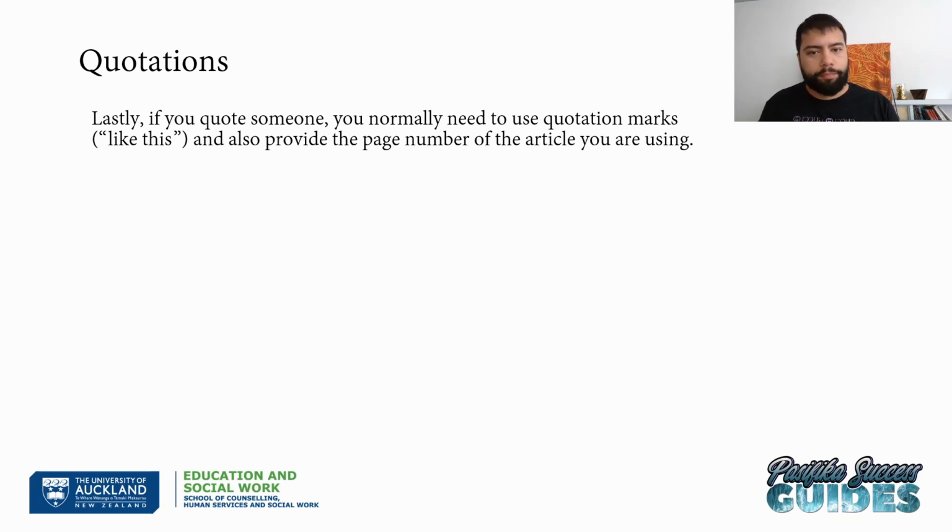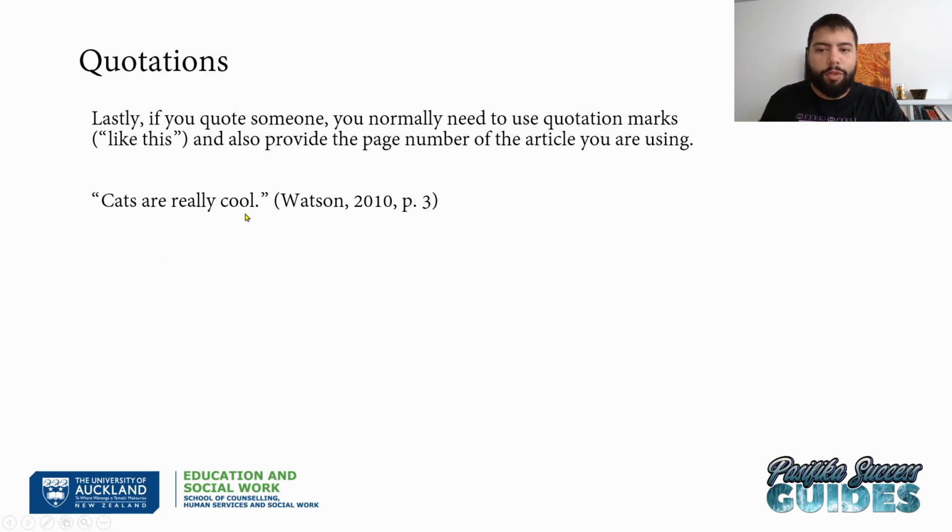as plagiarism, usually. So for example, I want to quote this guy Watson from 2010. I put this in quotation marks: "Cats are really cool." That's the quote, and then the surname and the year. So this is just another parenthetical citation, but you also need to include the page number. If you're using APA, the page number has to be there.